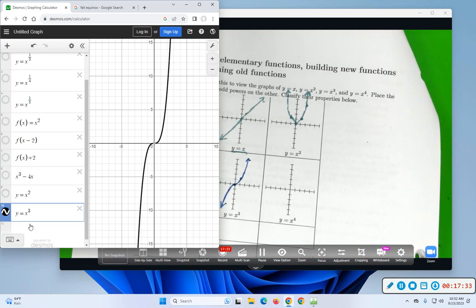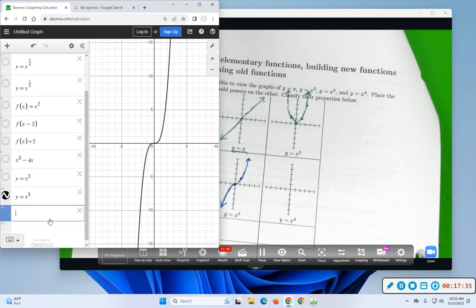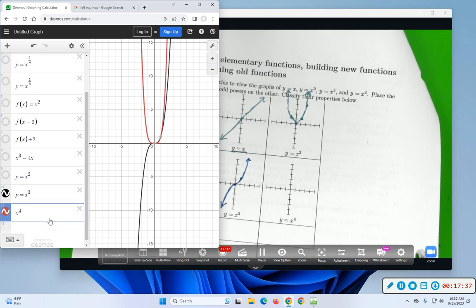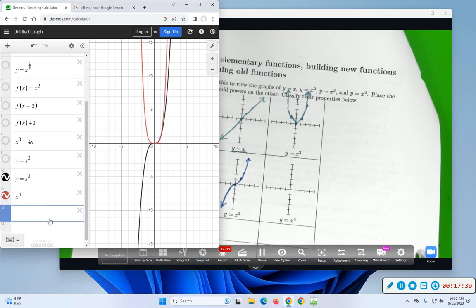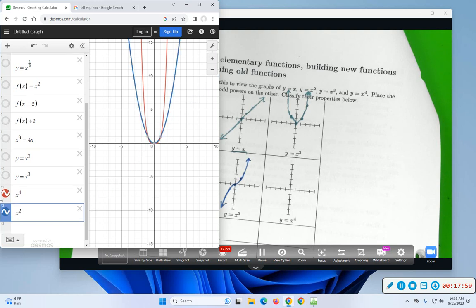Let's also get x to the 4th. How would you describe that? Stretched a little bit. Yeah, it looks kind of like x squared, but kind of stretched a little bit. Sure. In fact, let's compare it to x squared and see that stretching.